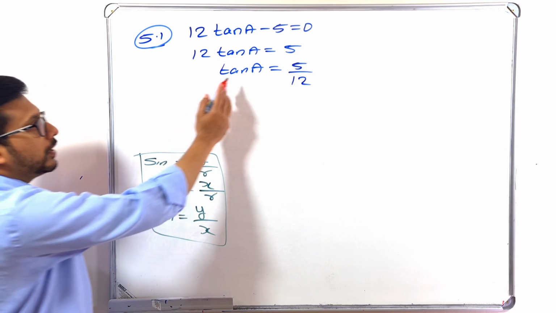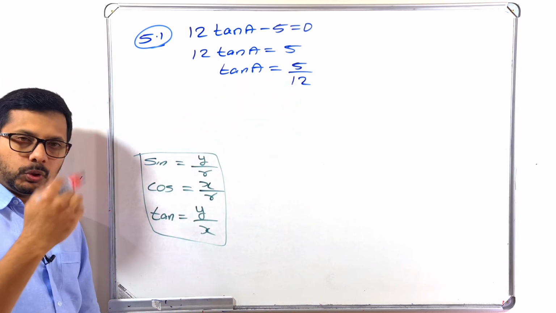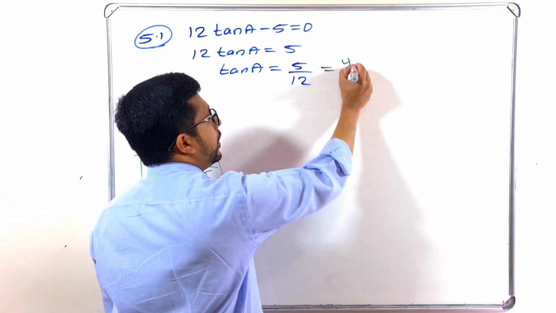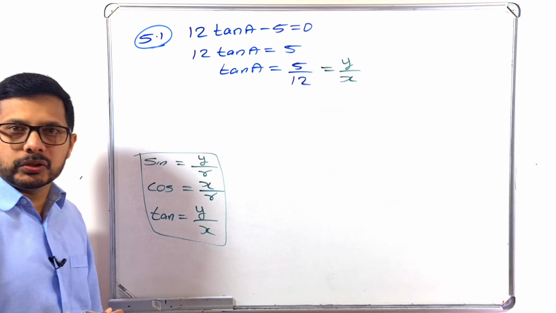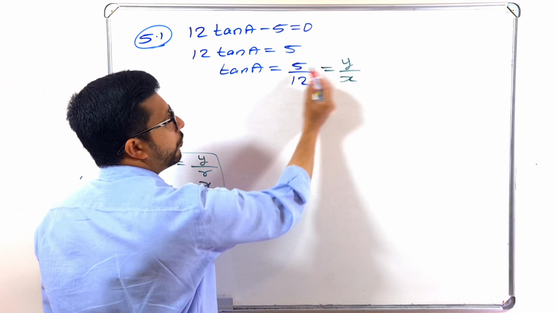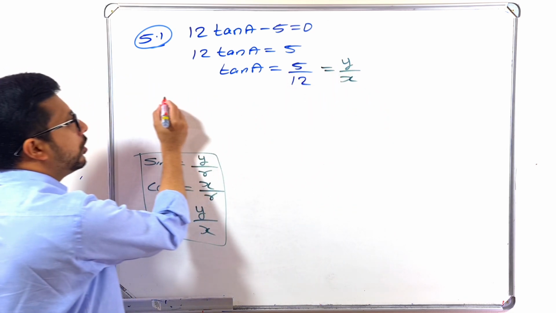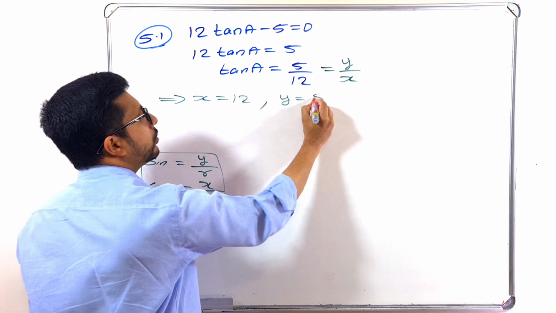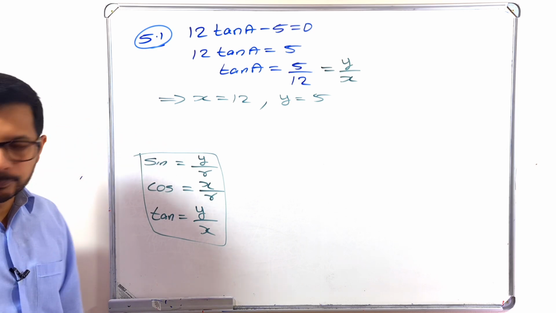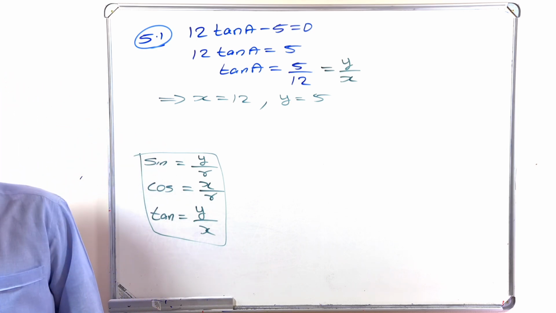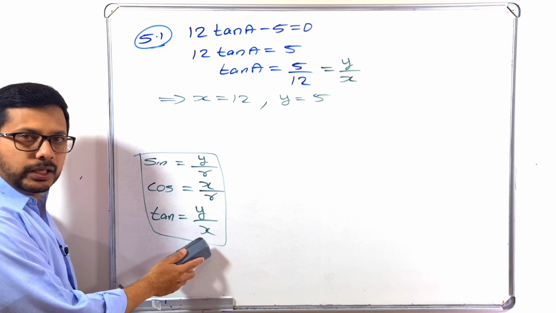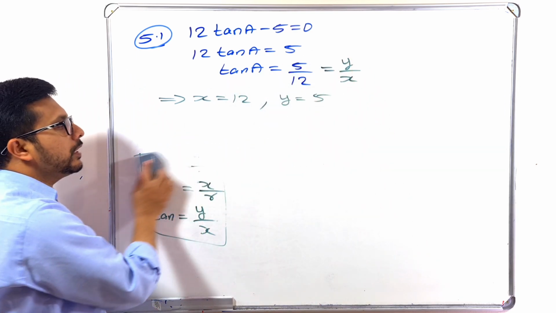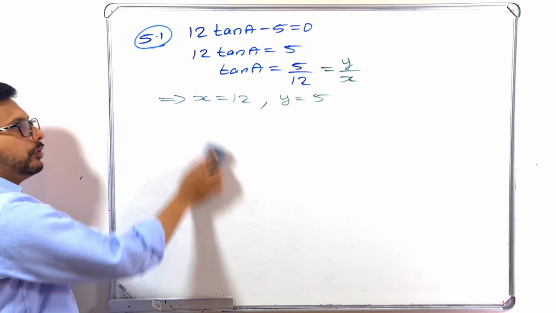Okay, so what is tan by definition? Opposite side by adjacent side, that is y over x. Am I right? So the value of y is 5 and the value of x is 12. So it implies that x is equal to 12 and y is equal to 5. You understand? So we have to know the definition of tan, that is y over x. So tan is 5 over 12, that is y over x, which means the value of x is 12 and the value of y is 5.